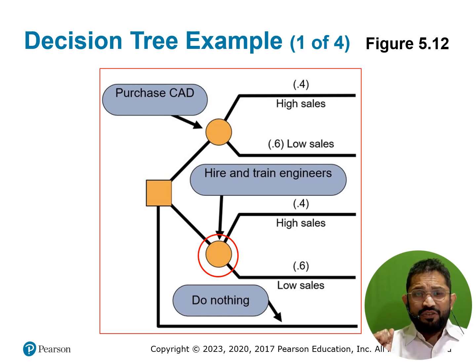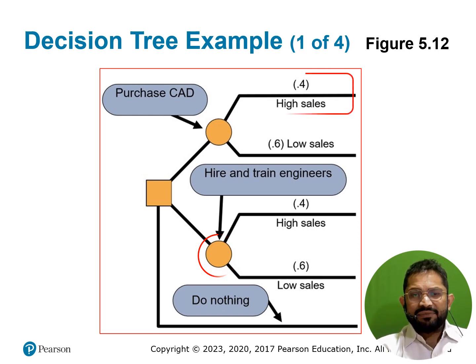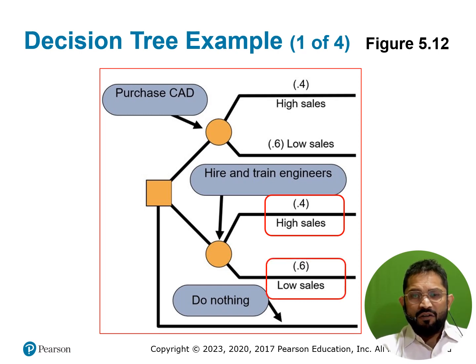In this tree, after purchasing CAD, there is a chance of having high sales with a probability of 0.4 or low sales with a probability of 0.6. After hiring and training engineers, there is again the possibility of high sales with a probability of 0.4 or low sales with a probability of 0.6.